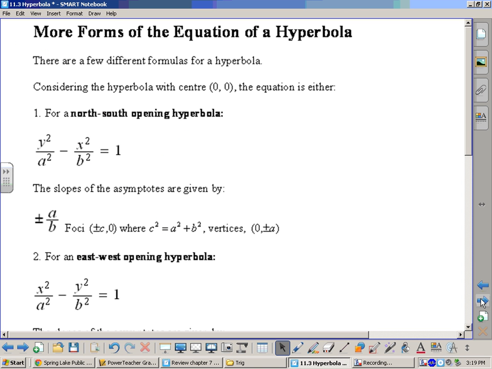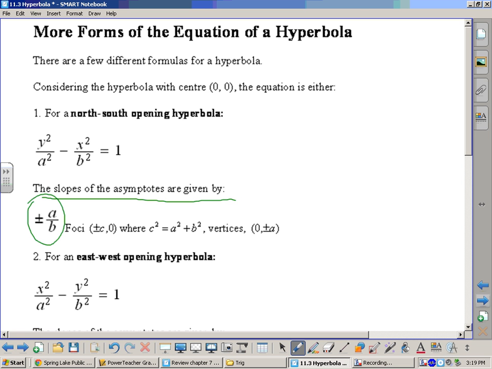Here are the general equations that you'll deal with when the vertices are not going to be (0, 1) and (0, -1) for a north-south, or (1, 0) and (-1, 0) for an east-west. So we're looking for numbers underneath y squared and x squared to help us identify the points where the vertices will occur. So here is the general formula, and the slope of the asymptotes, those dotted lines, will be found by doing plus and minus a over b.